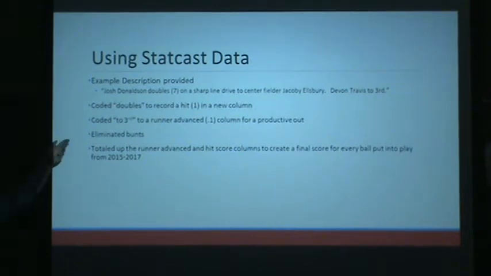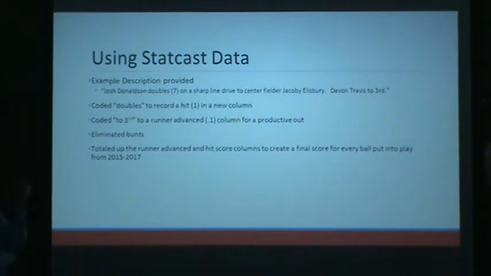So then again we would do the same thing for the productive out. So at the end we would just be able to sum up our columns, and we have a score, our score, on every ball that was put in play from 2015 and 17, which we thought is pretty cool.